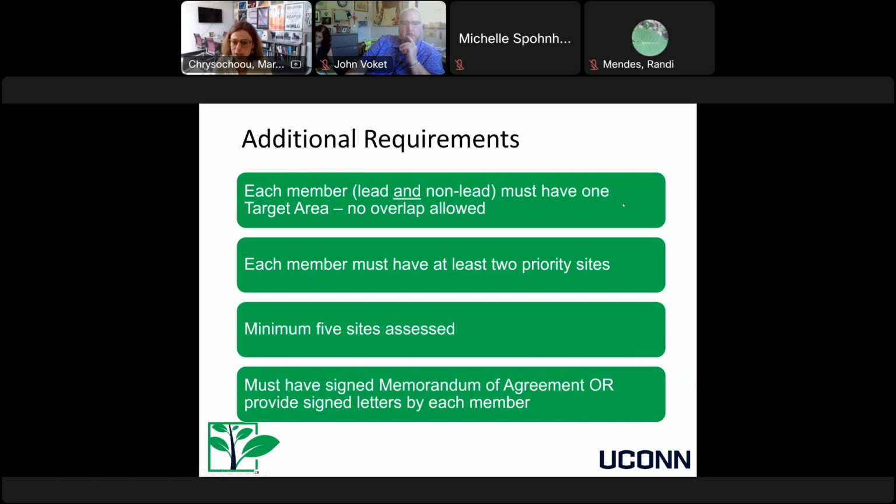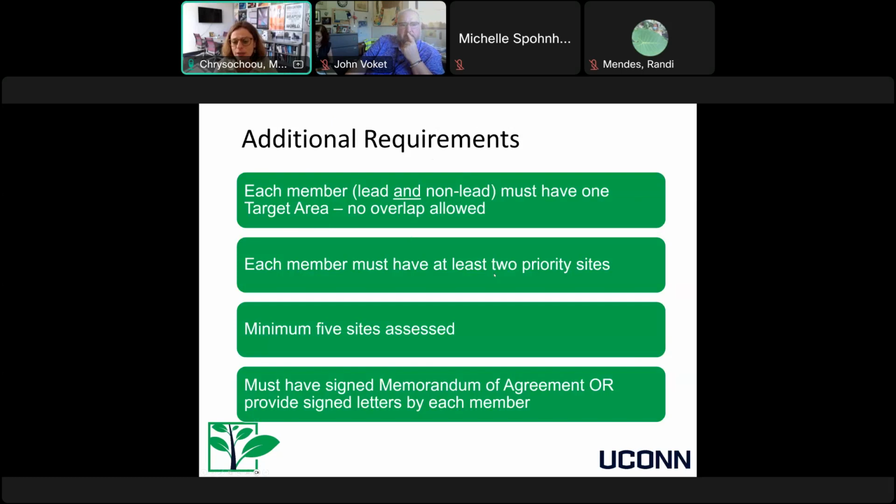So there are some additional requirements for a successful coalition. Each member, both the lead and the non-lead members, must have 1 target area with brownfield sites, and there's no overlap allowed in those target areas.